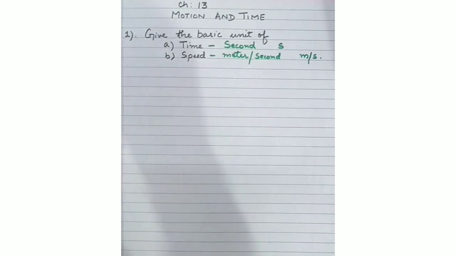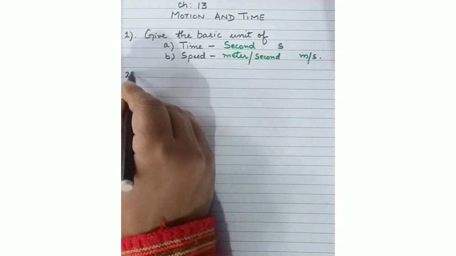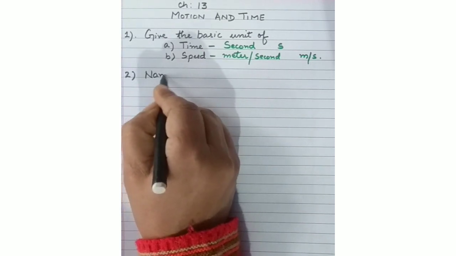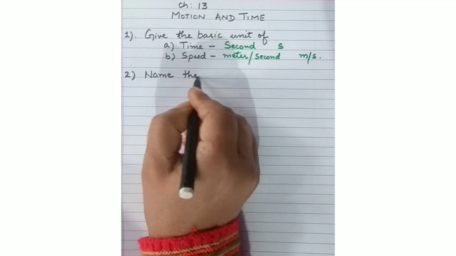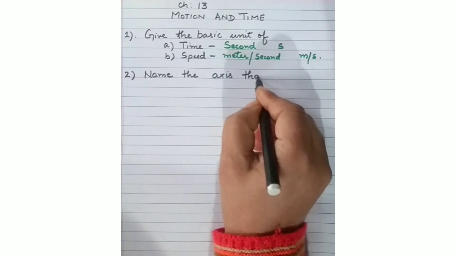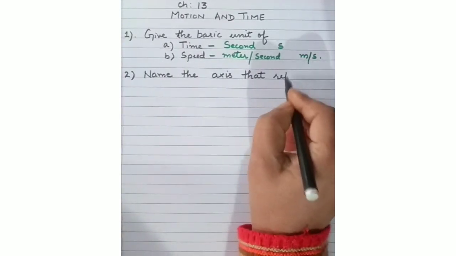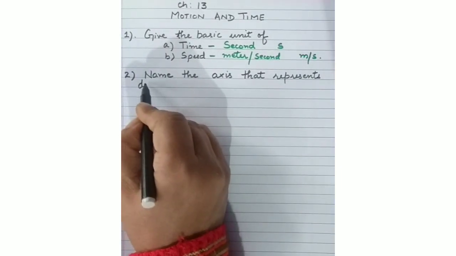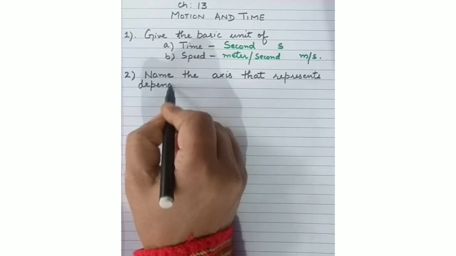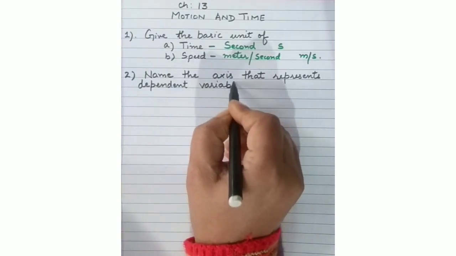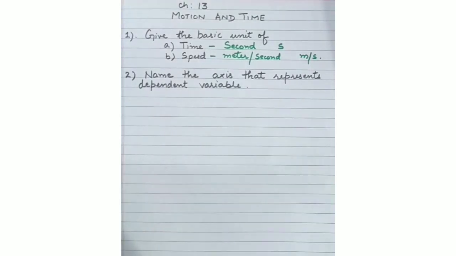Now next one is question number 2. Name the axis that represents dependent variable. Now listen here students, what do you mean by dependent variable?